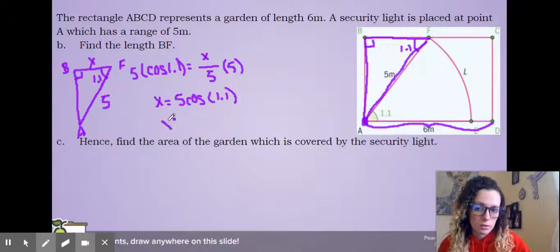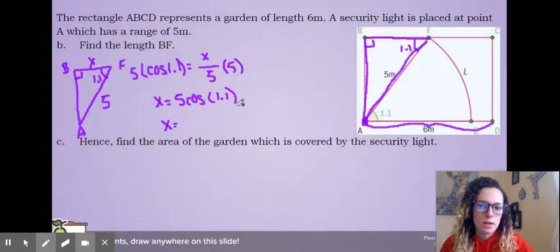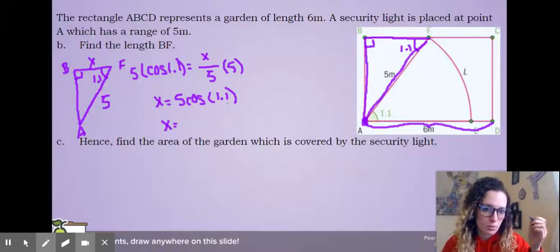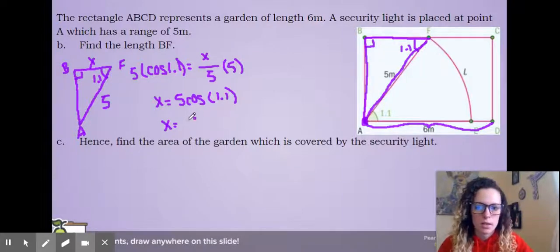So what is different now than what we were doing with right triangle trig before is this angle is measured in radians now. So when I go to type this into my calculator, I want to be in radians for probably the first time ever in our lives. So I'm going to have to make sure my mode says radians instead of degrees. I get that BF, or X as I've labeled it, is 2.27 meters.